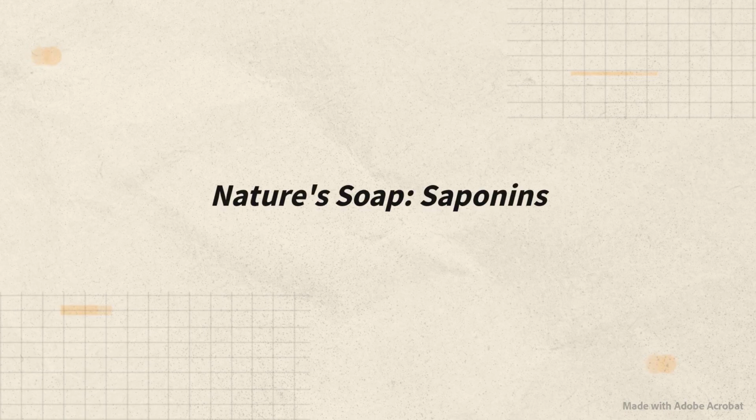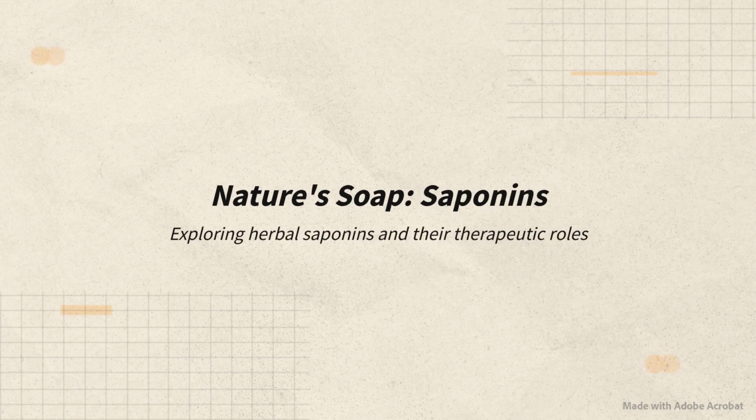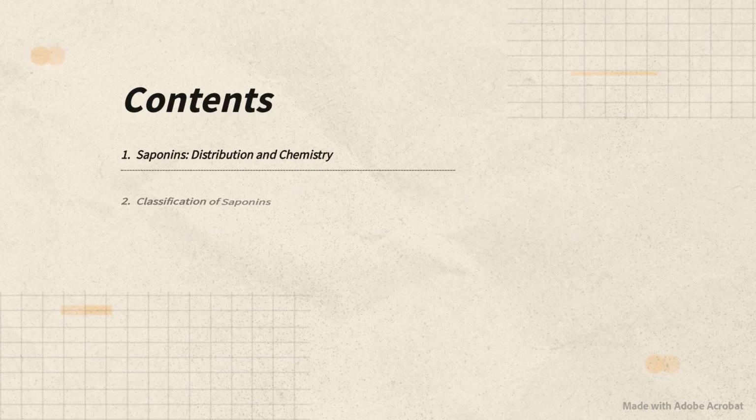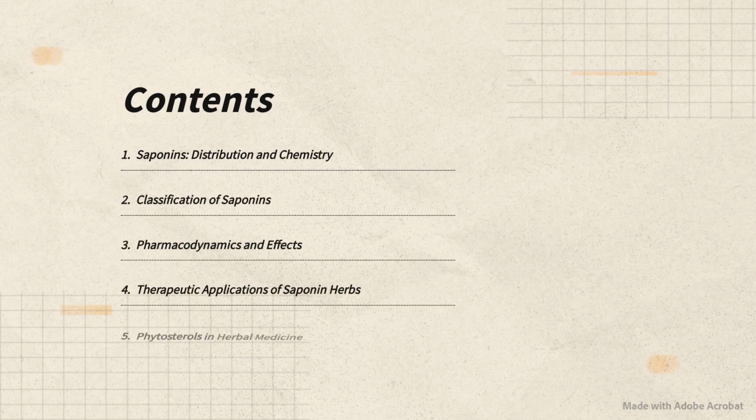What if the plants we eat and use every day held a secret power? One that could clean, heal, and protect. In this journey, we'll explore herbal saponins, their unique chemistry, and the ways they impact health and healing. After our opening, we'll dive into the world of saponins, starting with their distribution and chemistry, then move through their classification, pharmacodynamics, therapeutic uses, and finally, phytosterols.